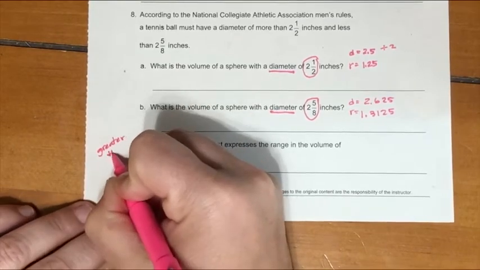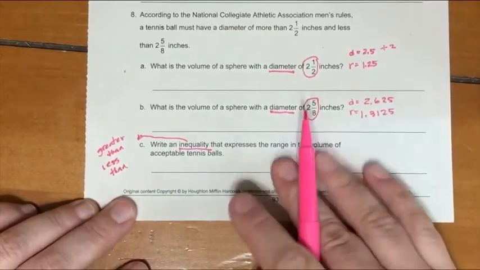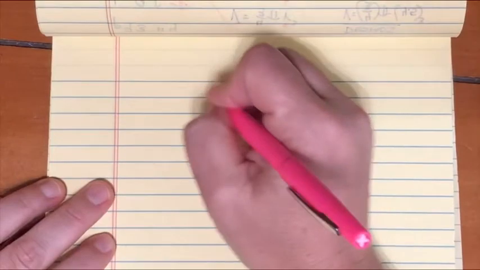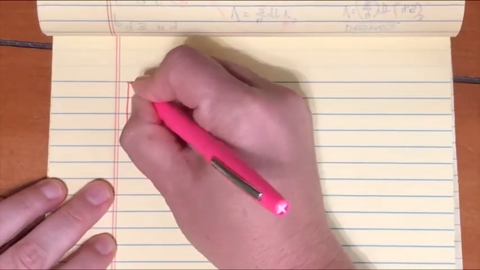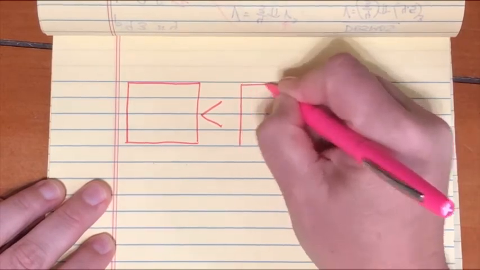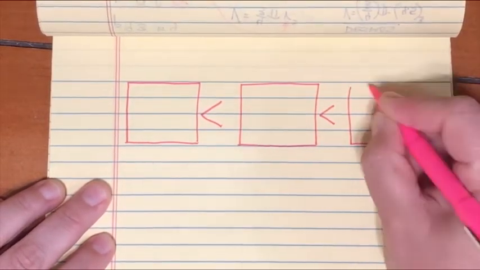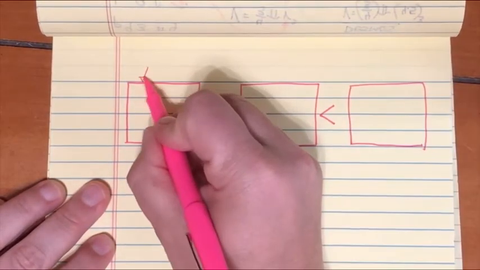And then they want us to write an inequality that expresses that range. So inequality is the greater than, less than symbols, like the little alligators, right? In case you weren't sure what that meant, I would set it up like this. Once you figure out the volume of the smaller diameter, the volume of the tennis ball has to be greater than that, but it has to be less than the volume of the bigger diameter.